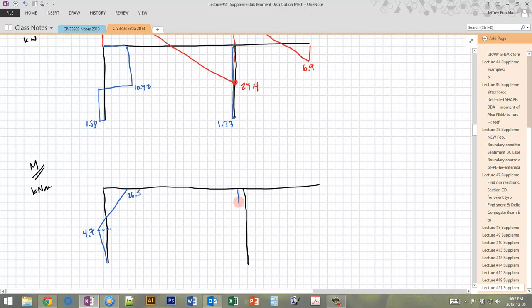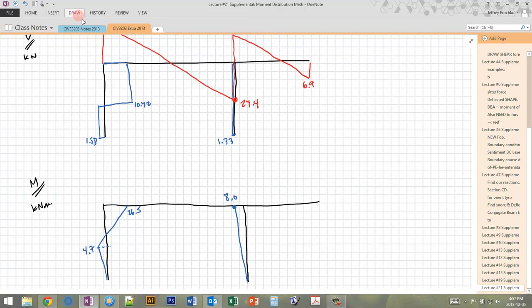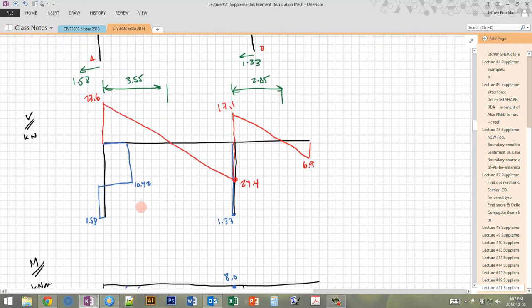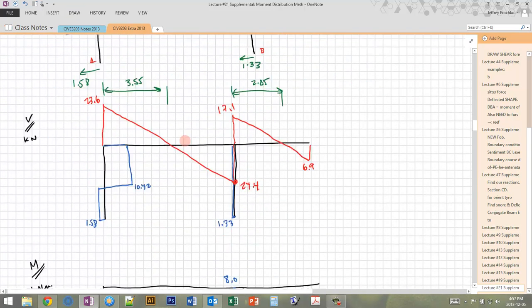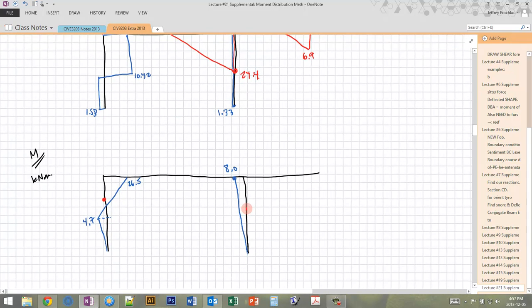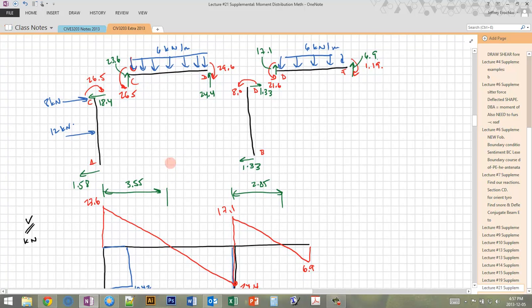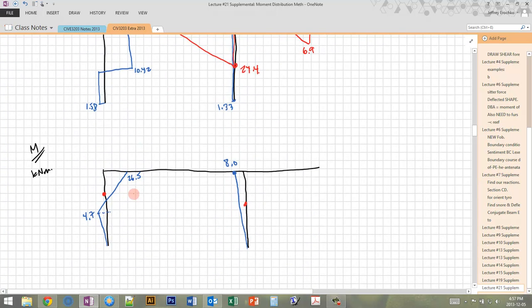For this piece here, we have a linear distribution. So this is a triangle. There we go. That's some sort of triangle. This one is 8.0, so it's 1.33 times the height, right, which I believe was 6. And then for the top, right, we have 26.5 again here. We know that at the other end, we have 29.6 here. Remember that these arrows are always pointing to the compression side, so when I'm drawing the moment diagram on the compression side, I know which side to draw it on.